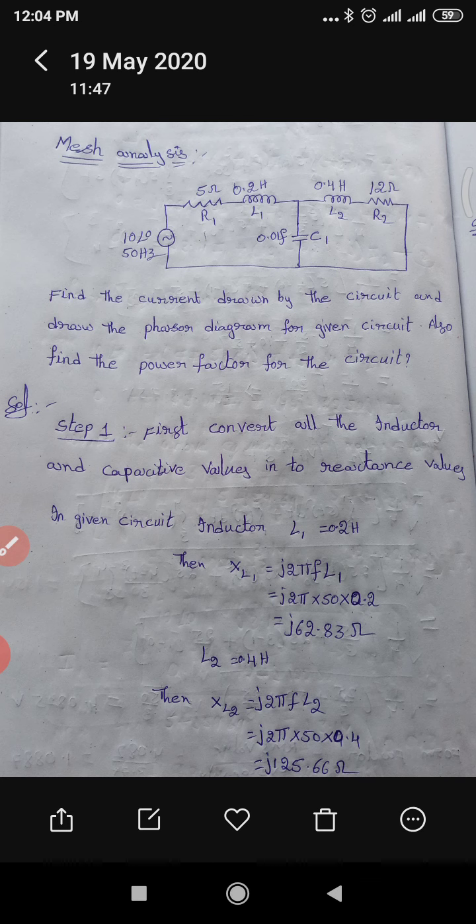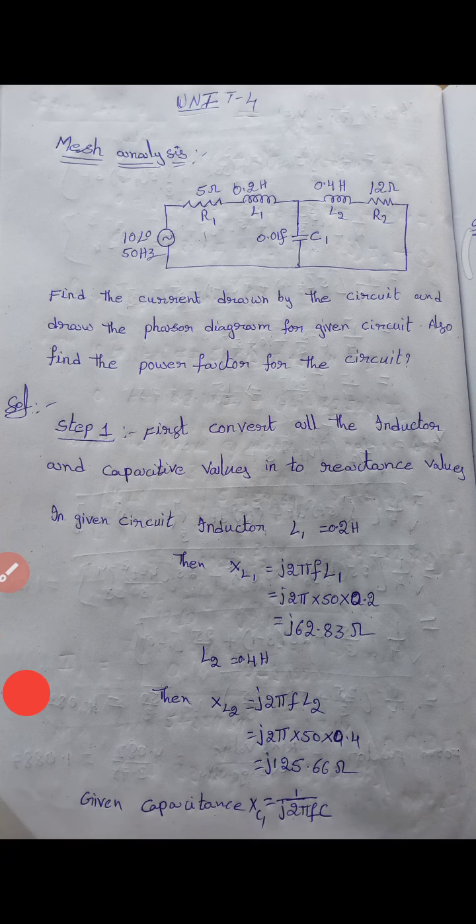Actually, the working or solving of problems for a given circuit is the same for both AC and DC networks. The difference is in the calculation. Here the phase angle exists for the given values, and that's why solving the problems becomes a little bit complicated. So let us see mesh analysis and take an example.